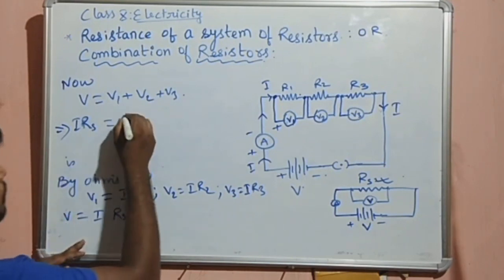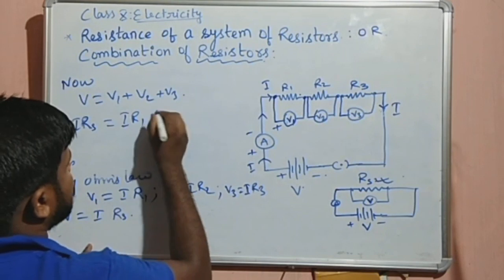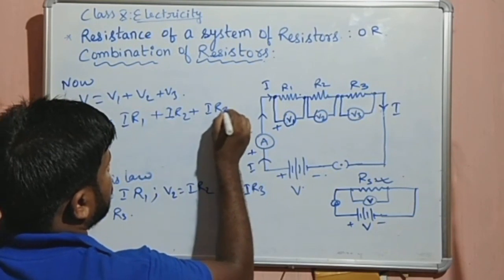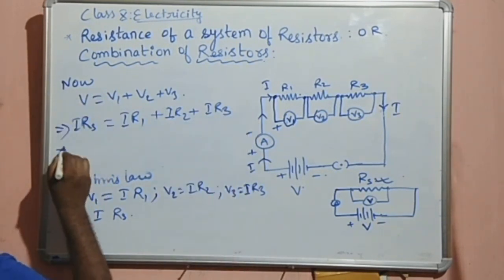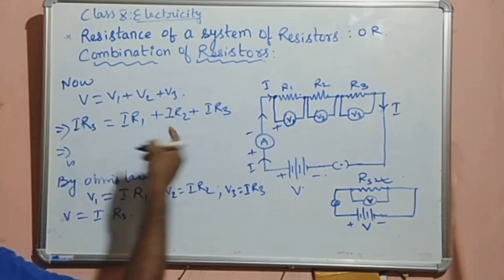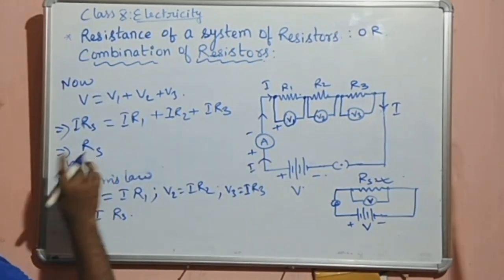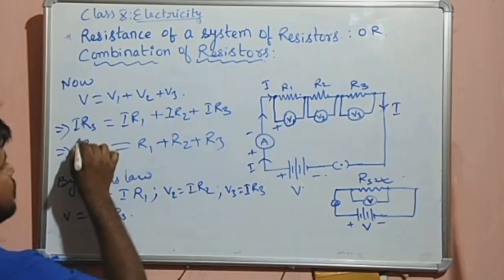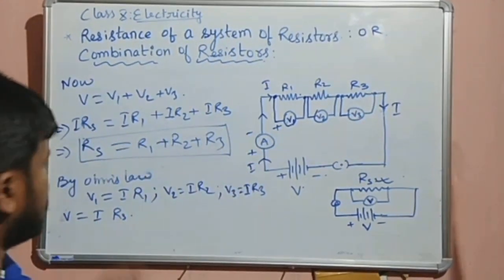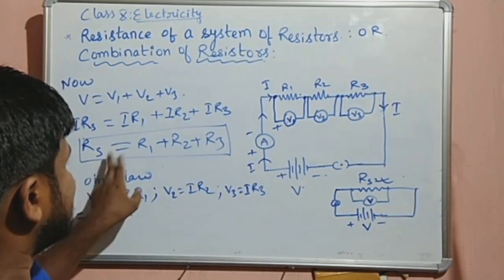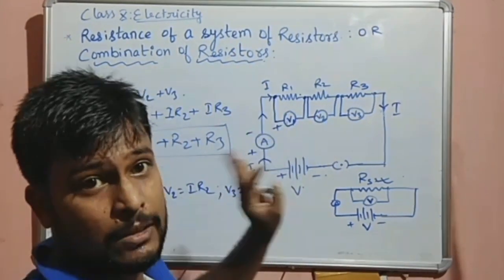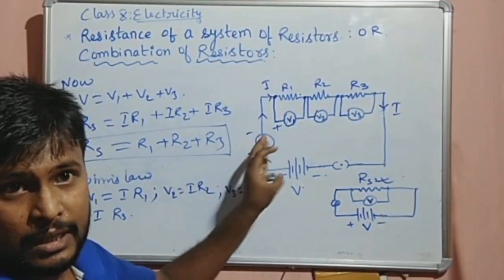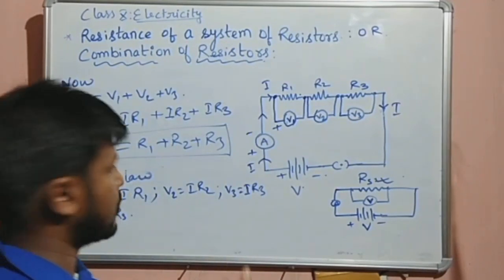V1 is I R1, V2 is plus I R2, plus I R3. If I take I common from both sides, it cancels out. So what we get? RS is equal to R1 plus R2 plus R3. This is the expression for equivalent resistance in series for a combination of 3 resistors. We have connected 3 resistors in series and we got the expression RS is equal to R1 plus R2 plus R3. This expression can be generalized for n number of resistors.